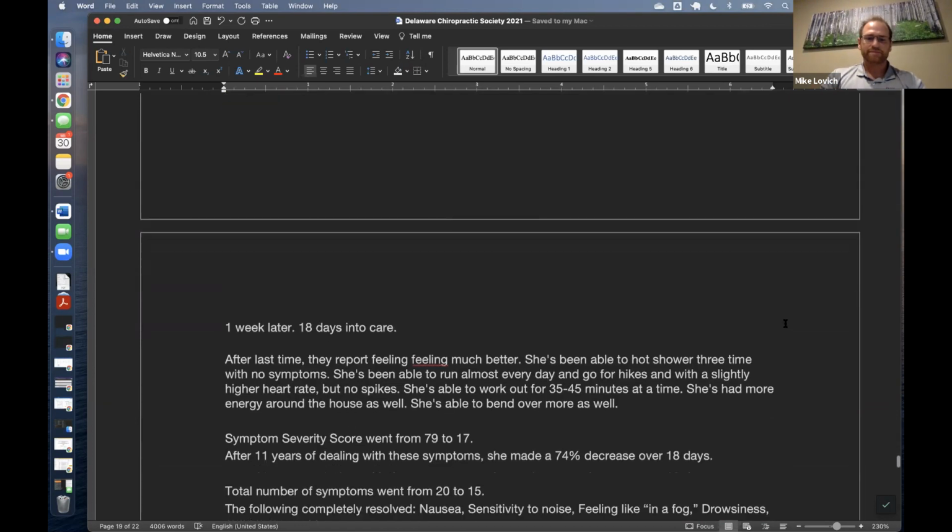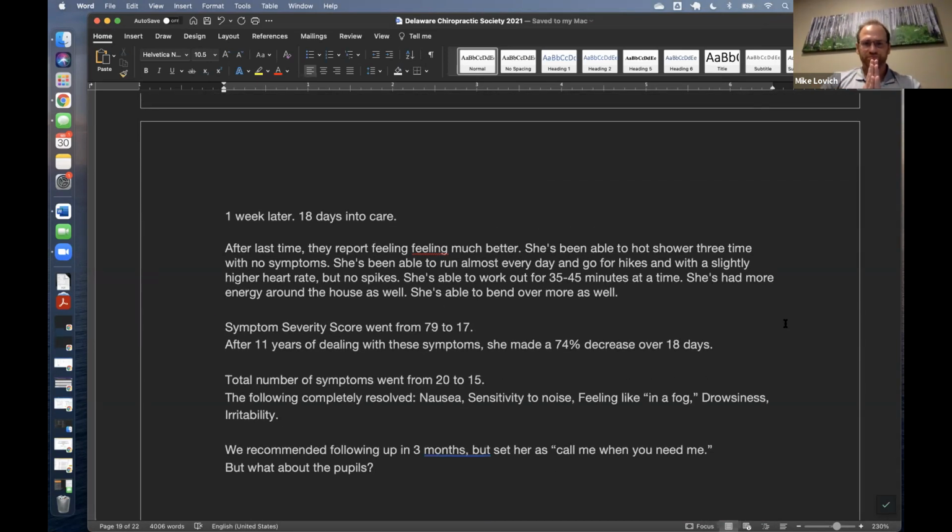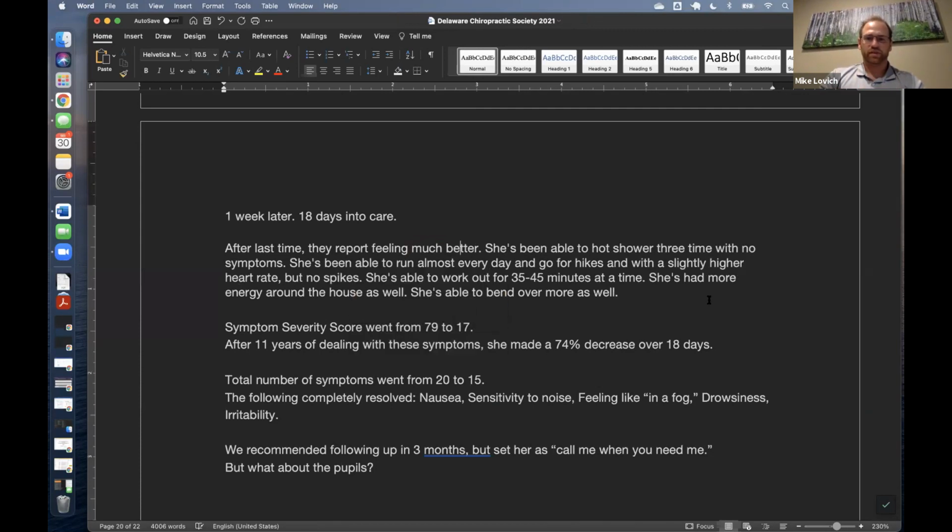So 1 week later, and now we're 18 days into care. After last time, they report feeling much better. She's been able to have a hot shower 3 times with no symptoms. She's been able to run almost every day and go for hikes, with a slightly higher heart rate, but no spikes. She's been able to work for 35 to 45 minutes at a time.